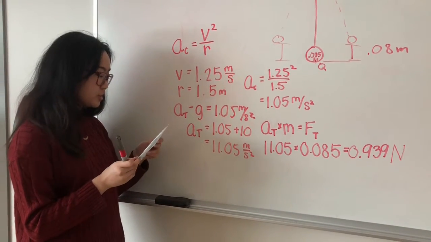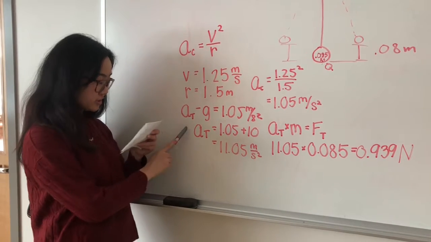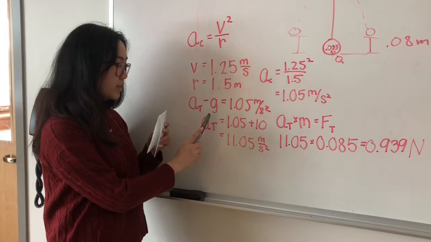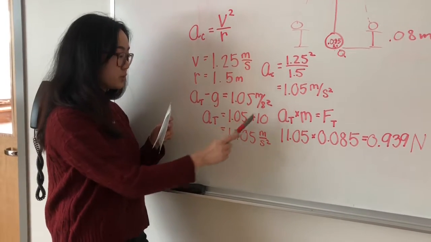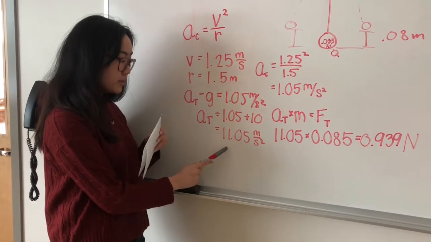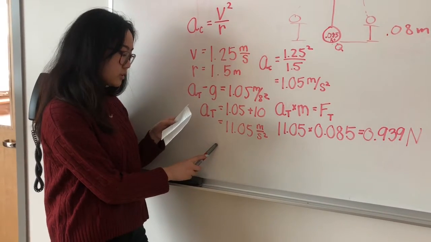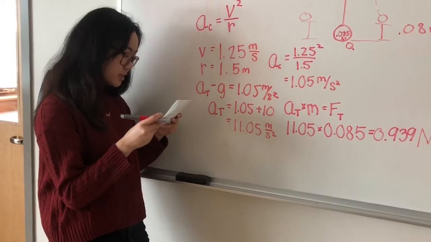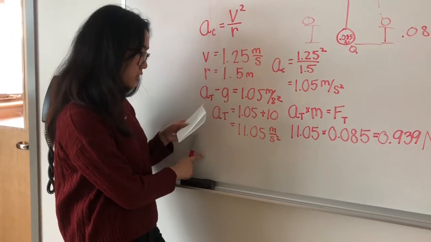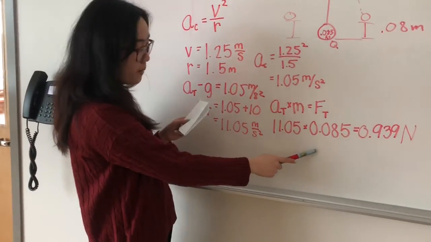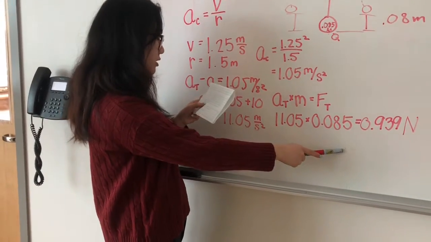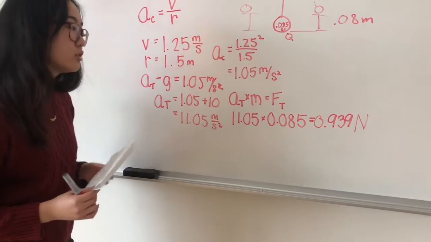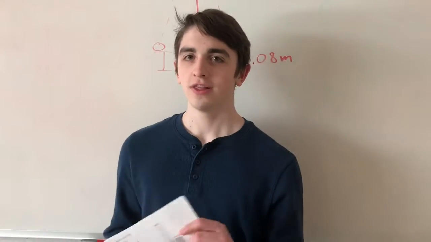The total acceleration should be the acceleration due to tension minus the gravity constant. So we add the gravity constant to the centripetal acceleration that we found, and we get the total acceleration of 11.05 meters per second squared. And then we multiply this by the mass, which is 0.085 kilograms, and we get the force of tension 0.939 newtons. Good work.